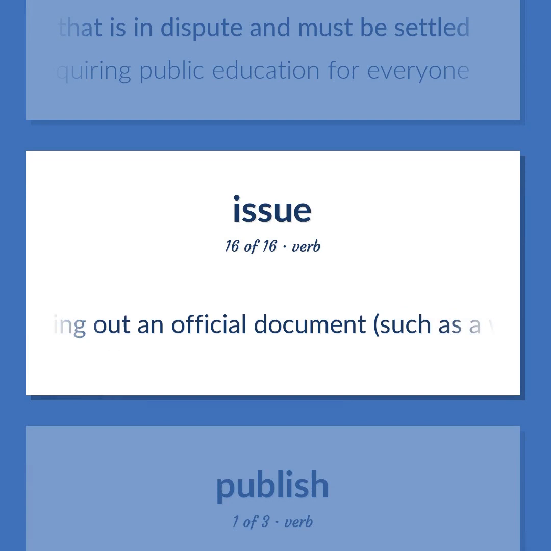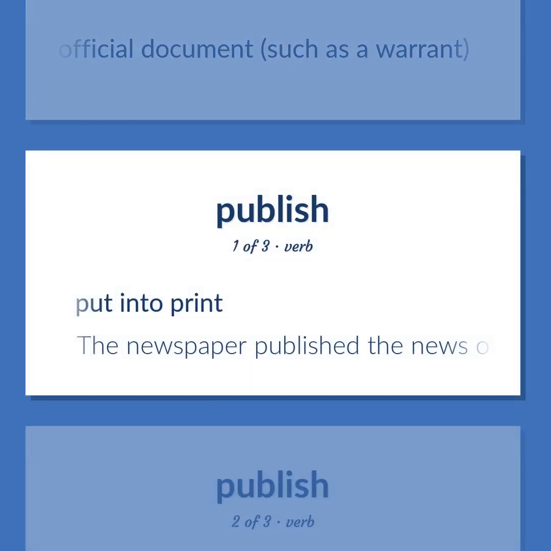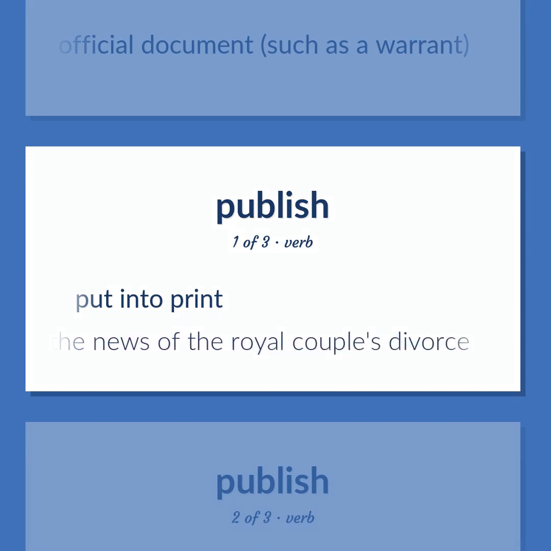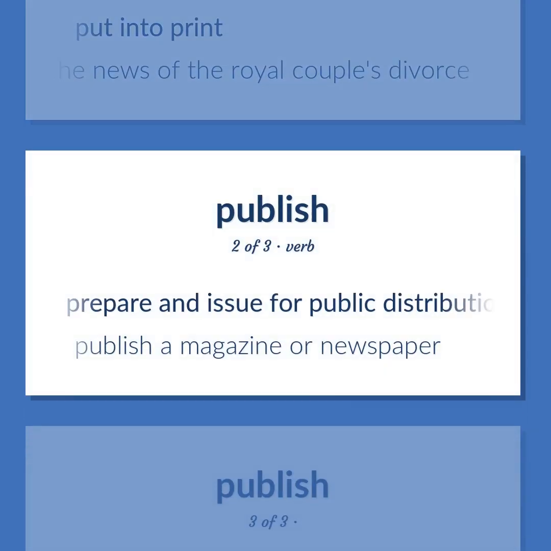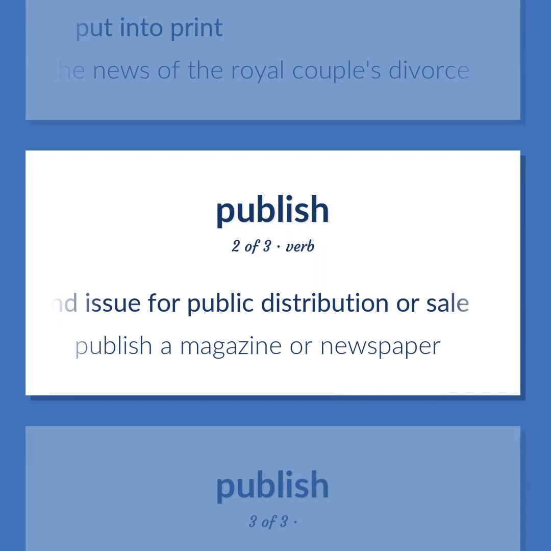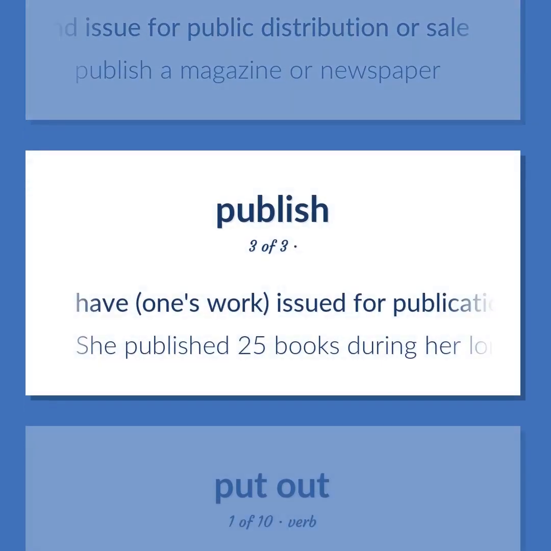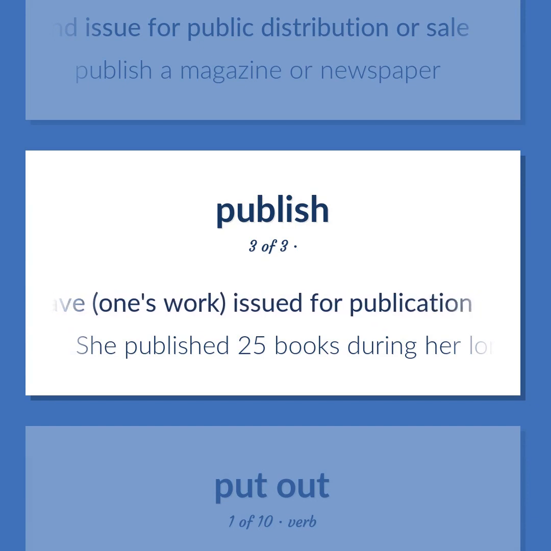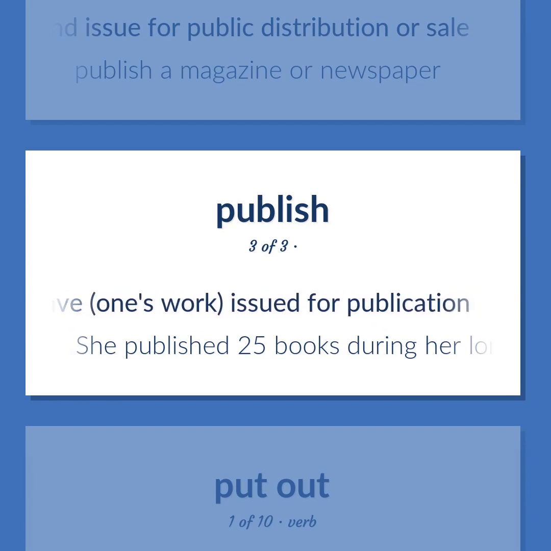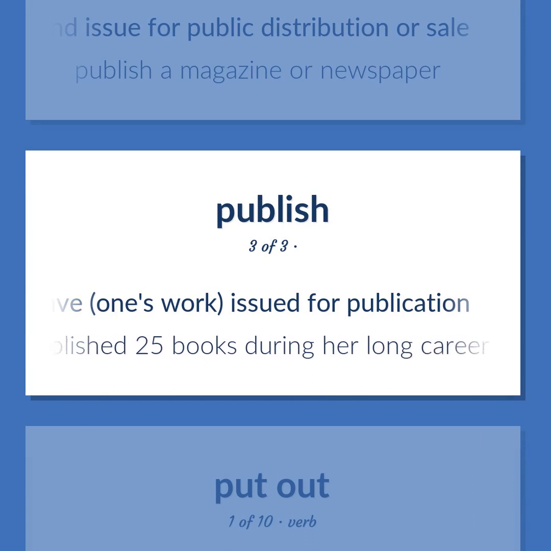Bring out an official document, such as a warrant. Put into print. The newspaper published the news of the royal couple's divorce. Prepare an issue for public distribution or sale. Publish a magazine or newspaper. Have one's work issued for publication. She published 25 books during her long career.